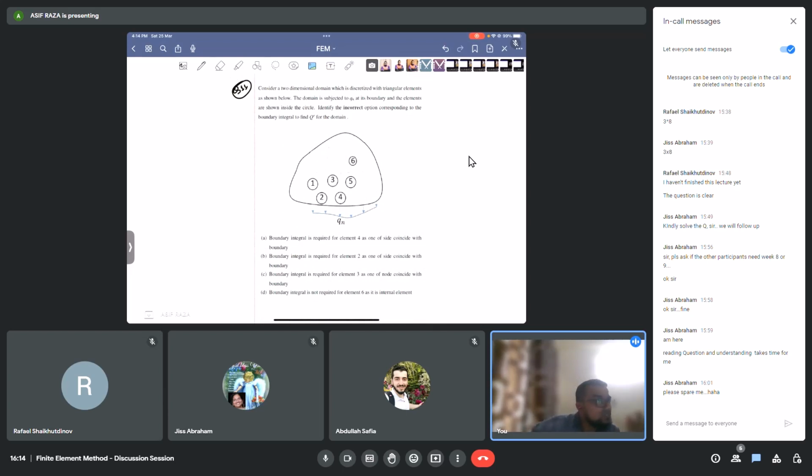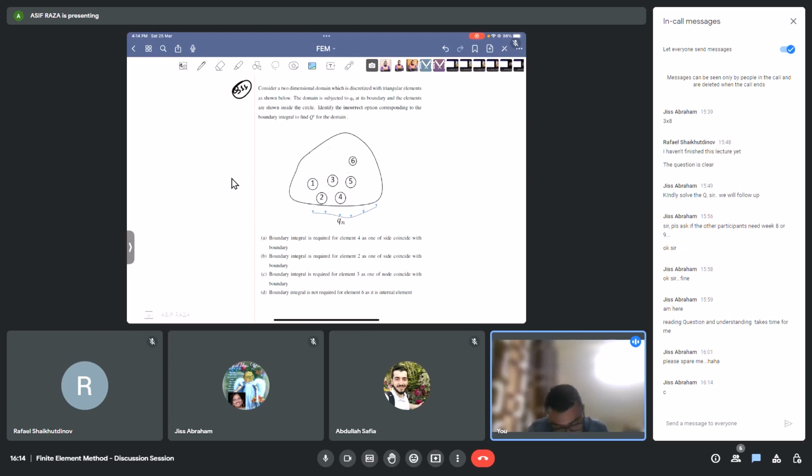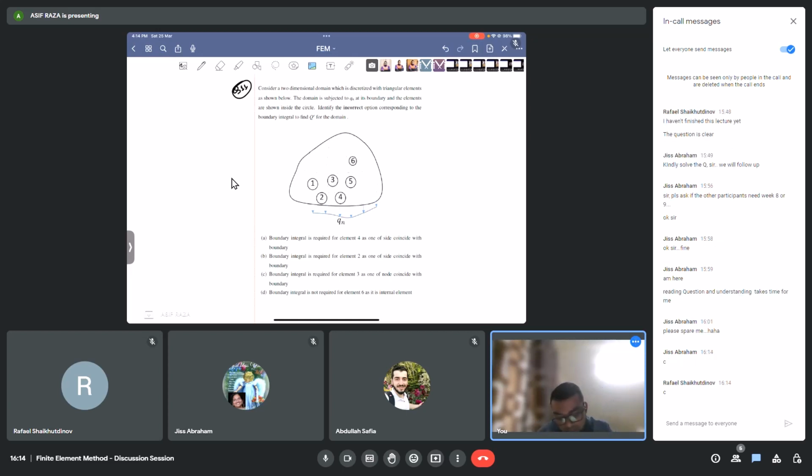Consider a two-dimensional domain which is discretized with triangular elements as shown below. The domain is subjected to Qn at its boundary and the elements are shown inside the circle. Identify the incorrect option corresponding to the boundary integral to find Qe for the domain. Options: for element 4 we need a boundary integral, for element 2 we need a boundary integral, option C: for element 3 we need a boundary integral, and option D: we don't need a boundary integral for element 6. So option C has been said.